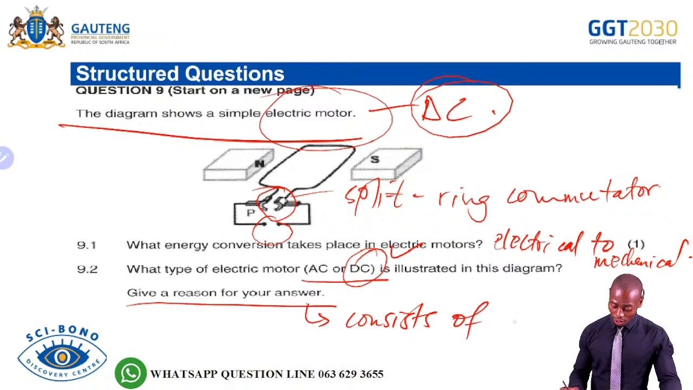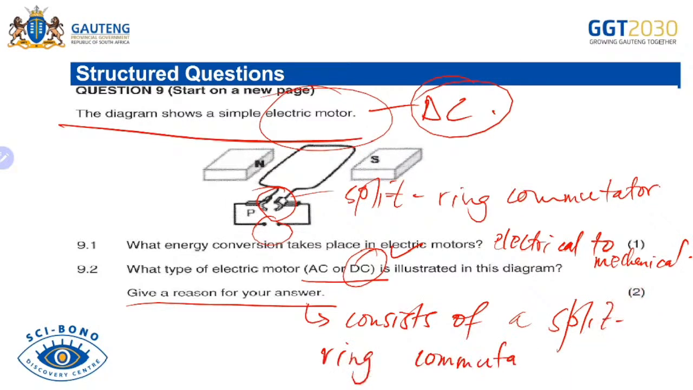It consists of a what? A split ring commutator. Right. It consists of a split ring commutator. So that's the reason why it is a DC motor. It consists of what? Of a split ring commutator. Then you'll get another mark.